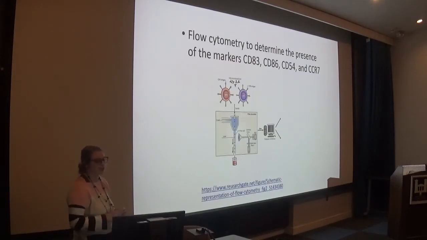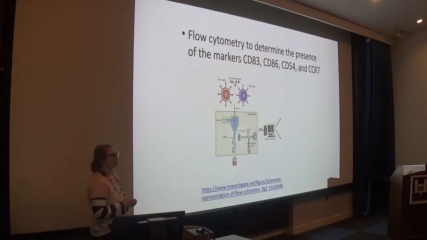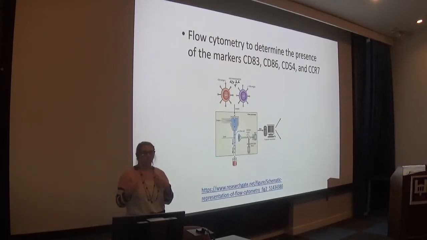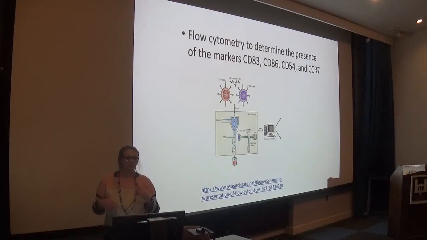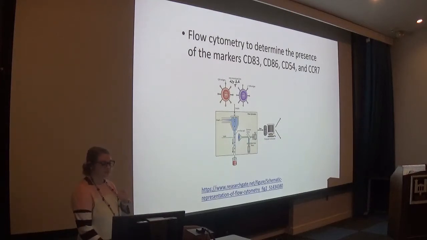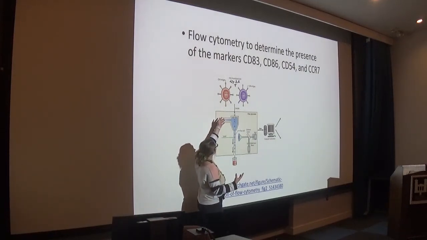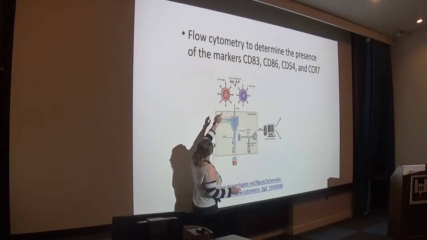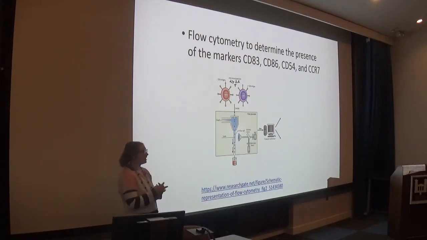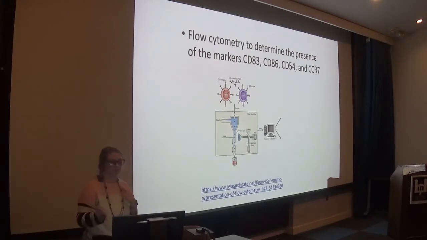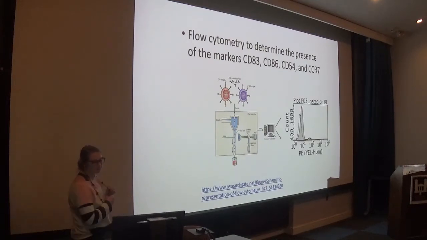We also ran flow cytometry to determine the presence of the markers CD83, CD86, CD54, and CCR7. Basically what a flow cytometer does is whenever a dendritic cell has these antigens, we put a fluorescent antibody in and it will attach to these antigens and act like a marker. Then you run it through the flow cytometer and it picks up all of those fluorescent antibodies and produces a graph that looks something like this.